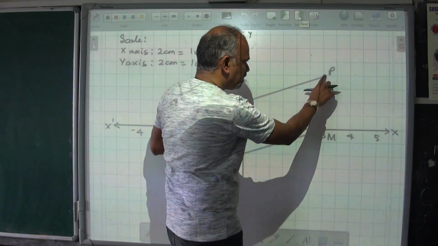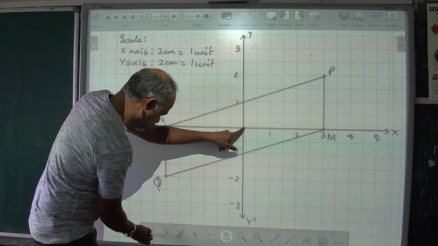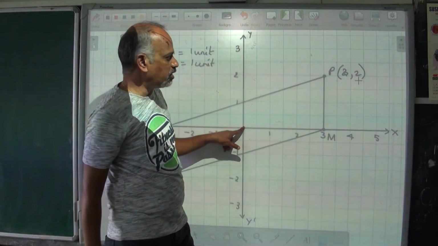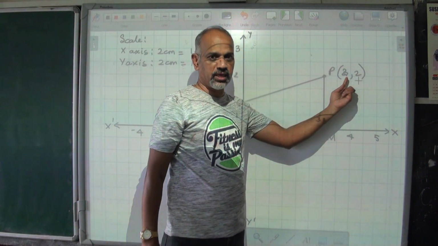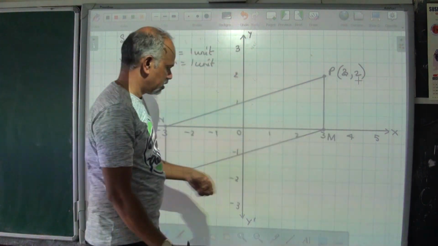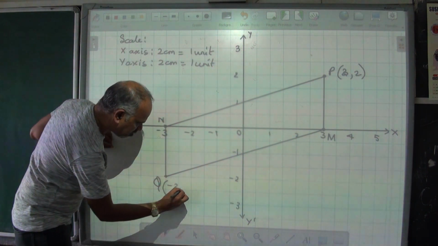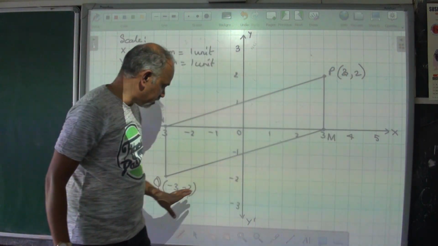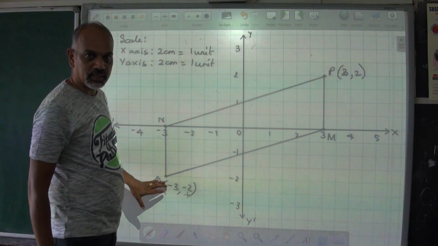Let's see. P's coordinates are 3, 2. This is 3, 2, and it is reflected in the origin. When you reflect any point in the origin, the coordinates of both should change. 3 should become -3, 2 should become -2. Look at this point. Q's coordinates are -3, -2. Check both of them. Haven't both signs changed? So when P is reflected in the origin, the point that you get is Q.